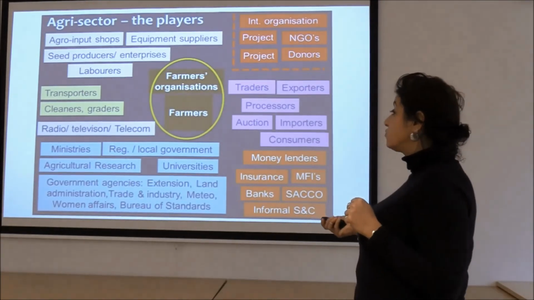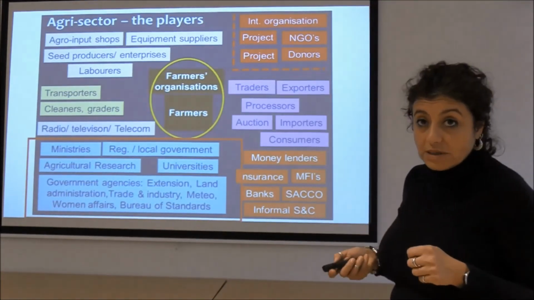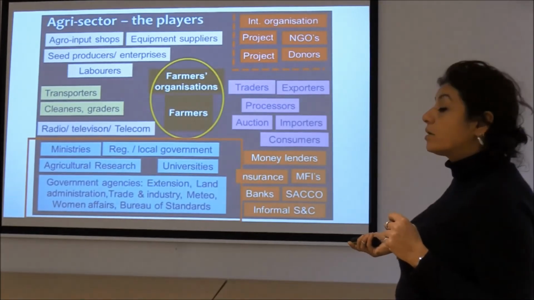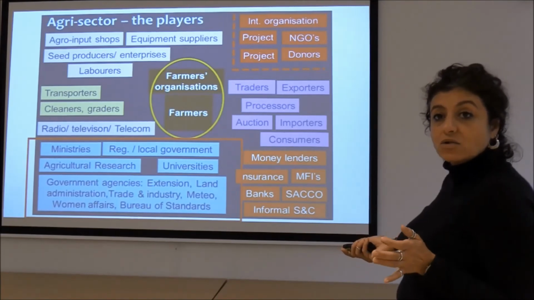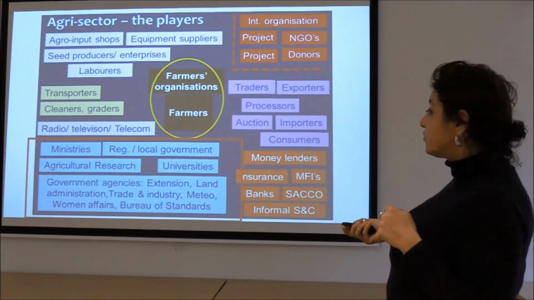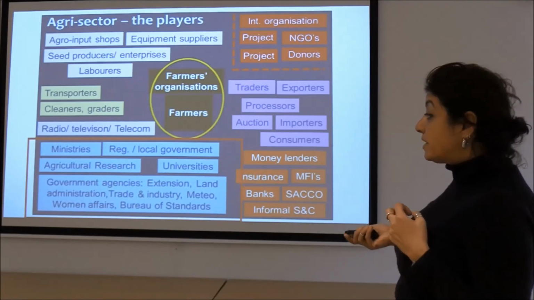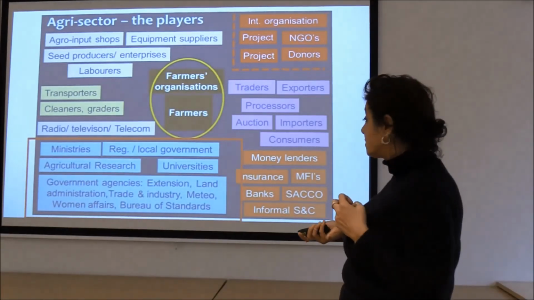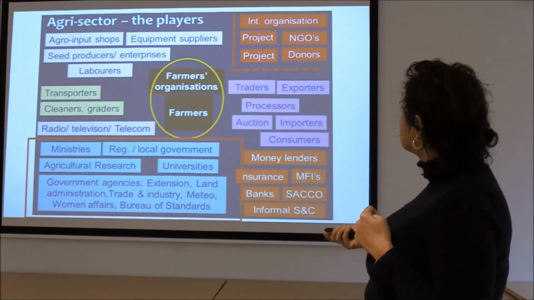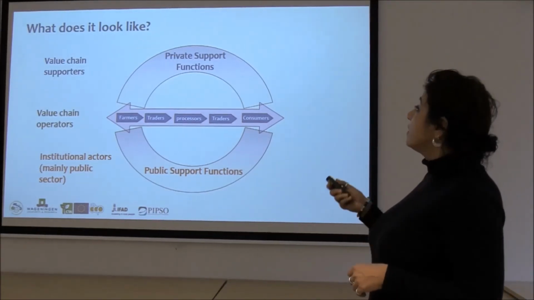These would be the ministries, the regional and local government, which would take up the role of monitoring that the laws and regulations are put into practice, or regulating whether extension services are reaching the right target group; agricultural research, universities, government agencies, land administration, trade and industry, meteo, which is crucial for farmers, especially with pest management, Women Affairs, Bureau of Standards.